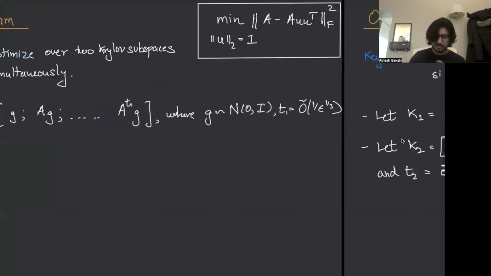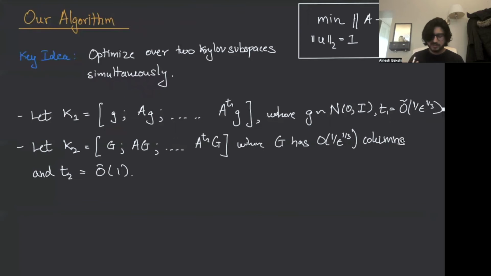Okay, great. In addition to this, in parallel, we create another Krylov subspace, where now instead of starting with a single Gaussian vector, we start off with a Gaussian matrix with 1 over epsilon to the 1/3 columns. And this matrix is capital G. We iterate this T2 times, where T2 is O tilde 1. Again, this is within our budget and as much as we can afford. So we do these two extreme parts of the spectrum simultaneously.